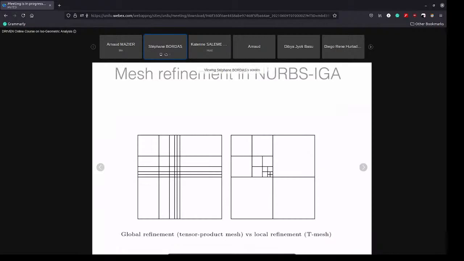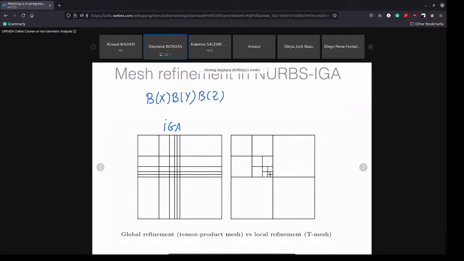Okay, so now let's get to the meat of the question. We would like to do local refinement. On the left-hand side, you have IGA. This is tensor product. You remember you have a function of x and a function of y, and this is the tensor product. If you have a three-dimensional NURBS, you have Bx, By, Bz, right?